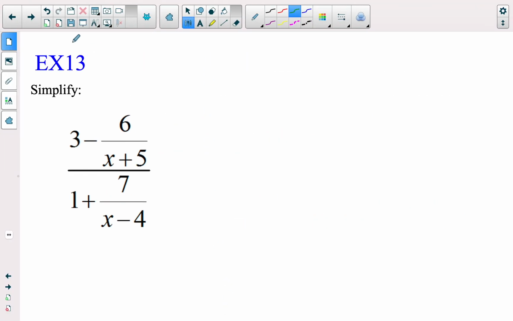All right, example 13, another similar complex fraction. The difference now is that the least common multiple of my denominators is a little different. So I still have ones here, but then I have an x minus 4 and an x plus 5. So my least common multiple of the four denominators here is going to be the quantity x plus 5 times the quantity x minus 4.